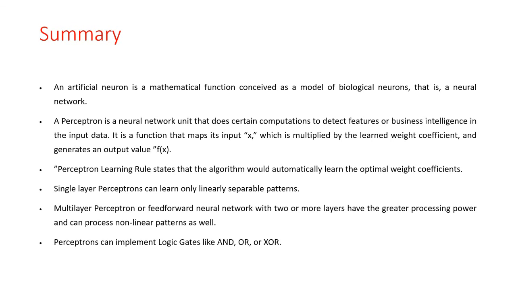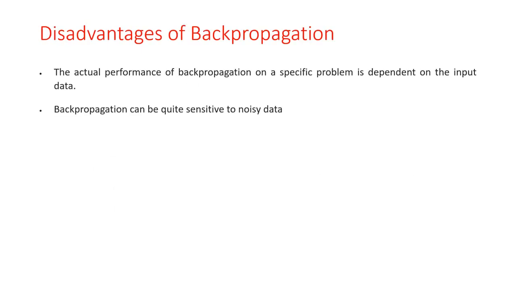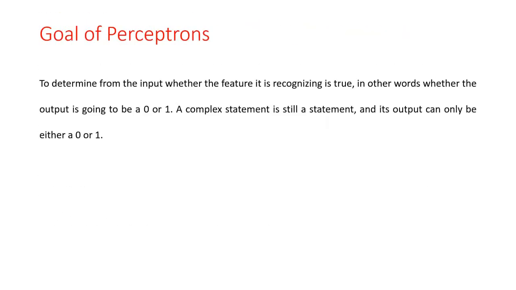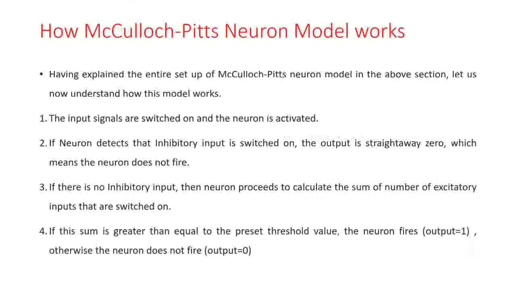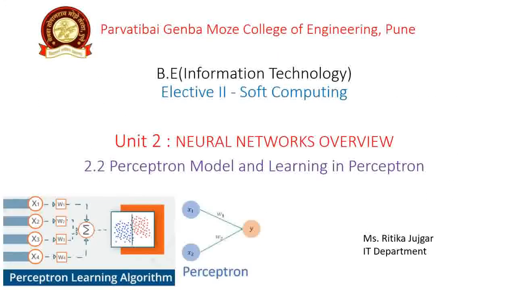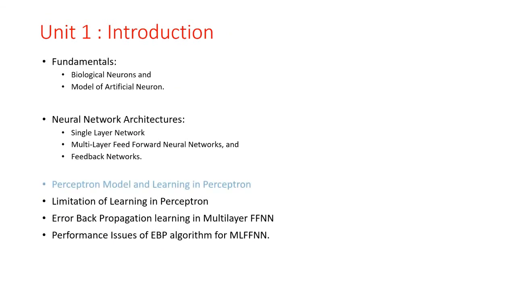OK, so up to this point we discussed what an artificial neural network is, then the learning patterns, learning rules, the perceptron model, the perceptron learning rule, the multi-layer perceptron, and how to remove the errors in a perceptron by using error backpropagation. OK, thank you.